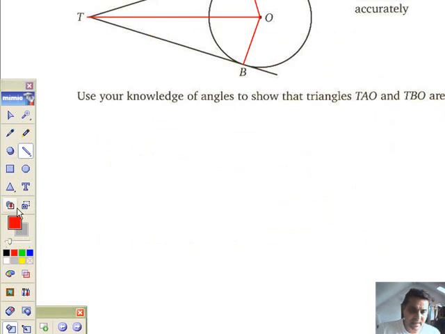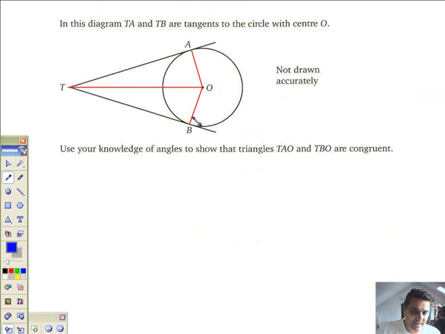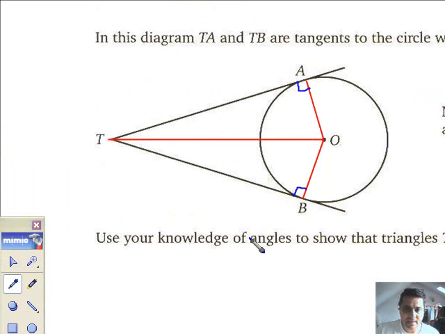Well, here's the first thing I'm going to tell you. The angle formed by the tangent and the radius is always 90 degrees. So that's 90 and that's 90. Well, there you go. I've now got a 90 degree angle. They share a common hypotenuse, TO, and what is more, the length AO is a radius, and the length OB is a radius. So what have I got?